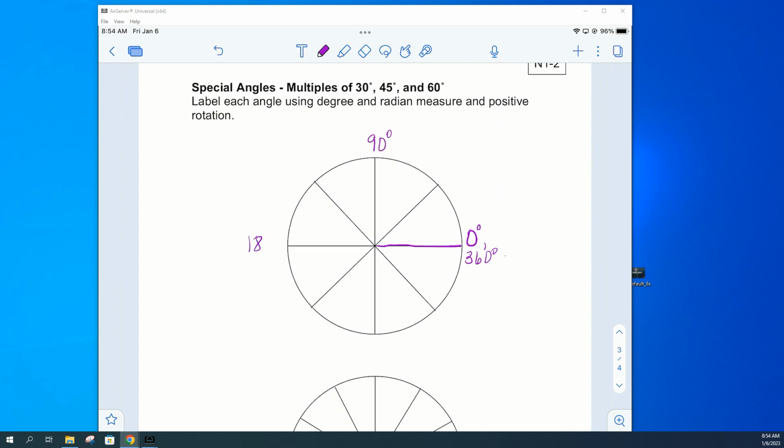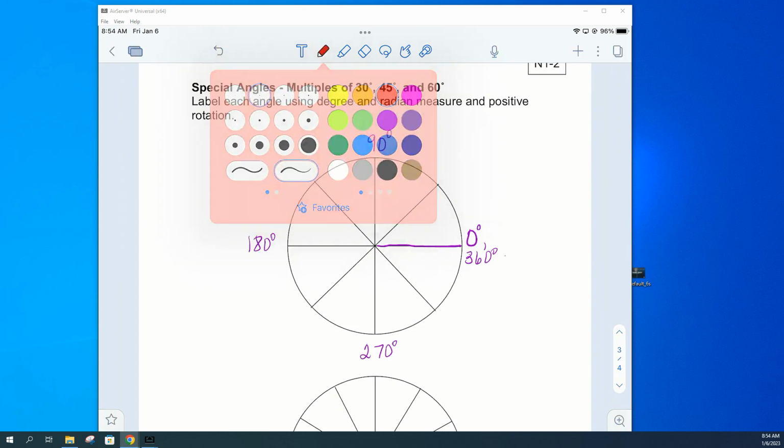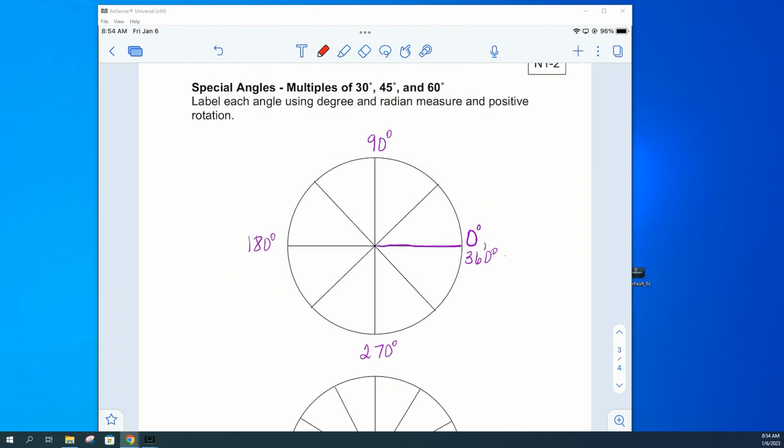You know that this is 180. You know that this is 270. I don't think that's anything earth-shattering there. You know those. Well, what about these middle angles? Well, those totally split the quadrants. And remember, those angles right there are called the quadrantal angles, just FYI. Those on the axis are called quadrantal angles.